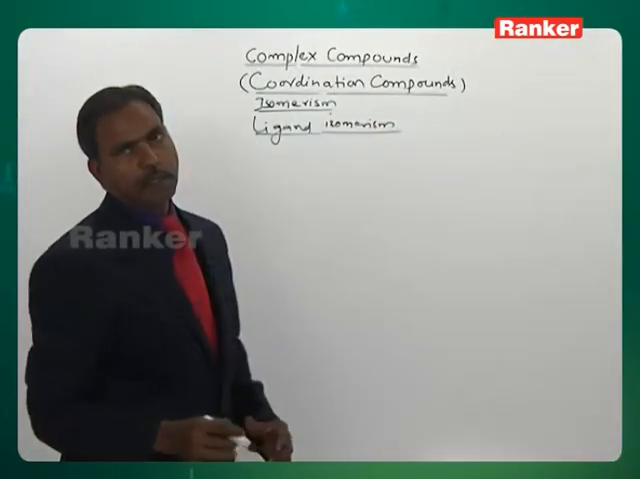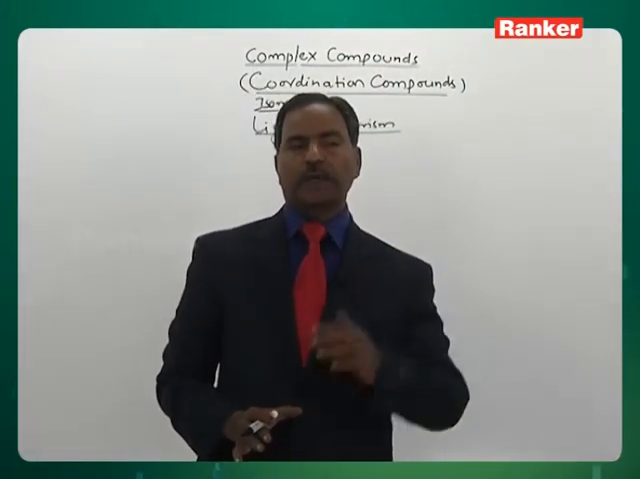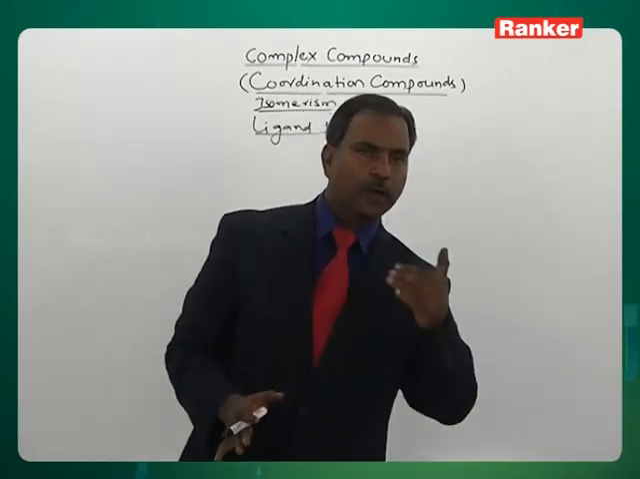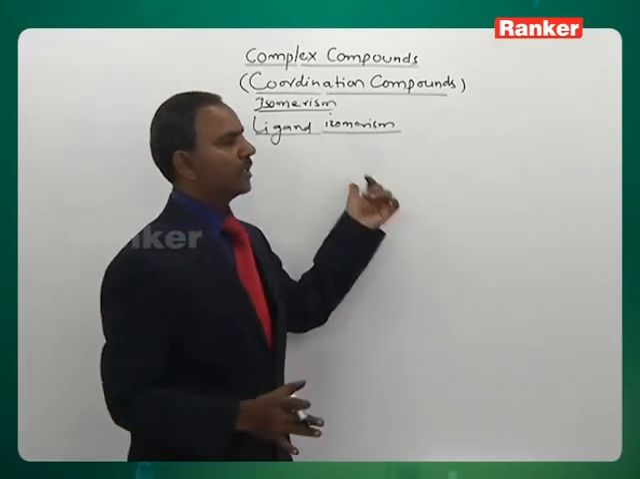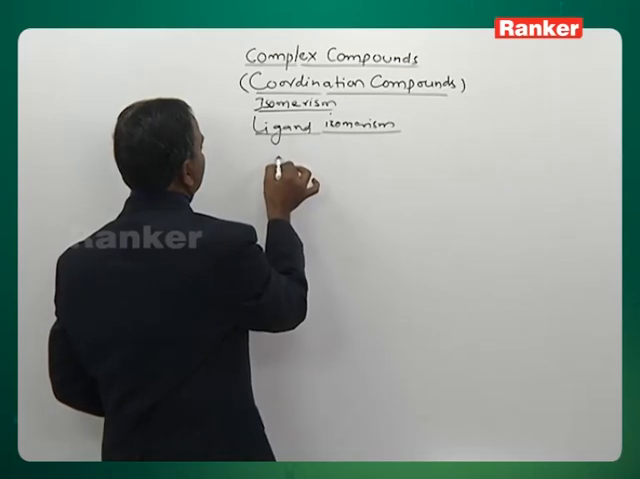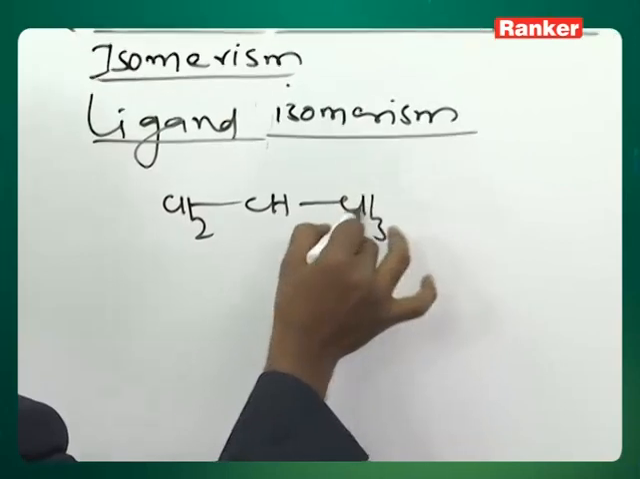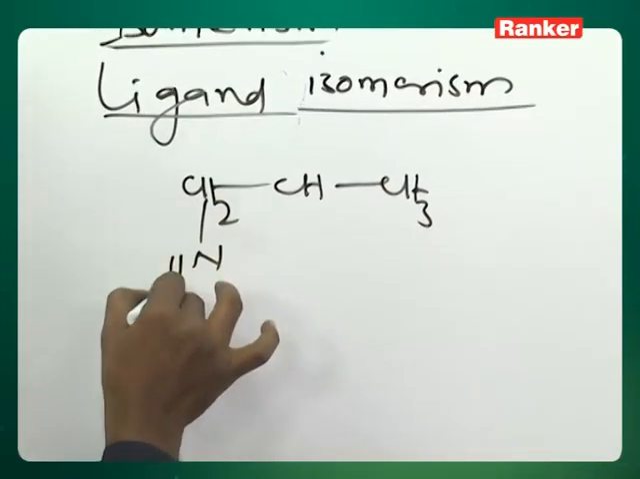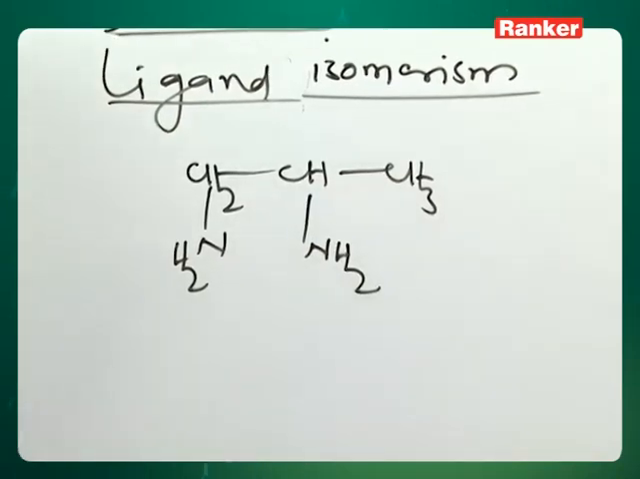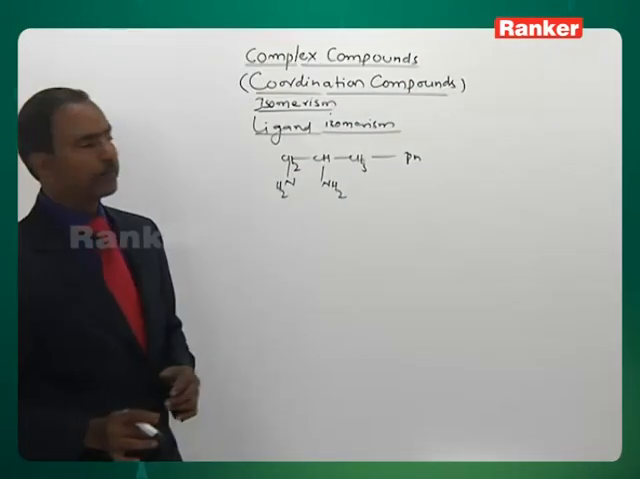Some ligands are positional isomers, and whenever these positional isomers are there in different complexes, those complexes exhibit isomerism known as ligand isomerism. What are these positional isomers? Take 1,2-diaminopropane. Yes, we took it in the classification of ligands. 1,2-diaminopropane, PN. We call it propylene diamine.